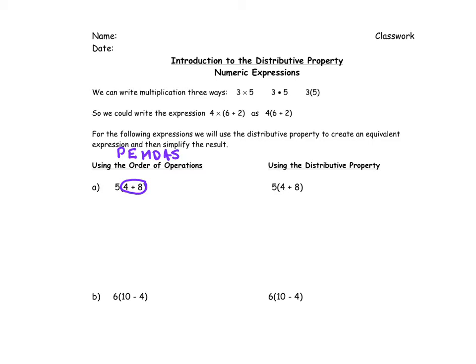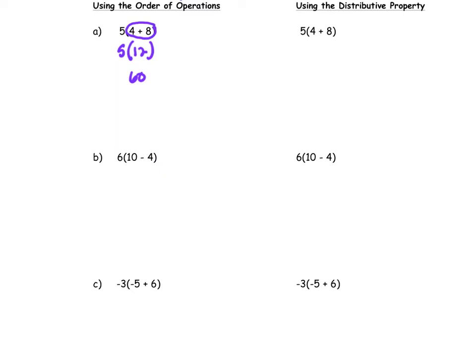So we can see that there are two numbers in parentheses. That is 4 plus 8, so I get 12. I'm going to keep the parentheses because this 5 is out in front. And 5 times 12 would be 60. This also works if we have subtraction. So again, using the order of operations, we would do everything inside the parentheses first, which is subtract. 10 minus 4 is 6. We keep the parentheses because we need them in order to multiply the 6 out front. And 6 times 6 is 36.